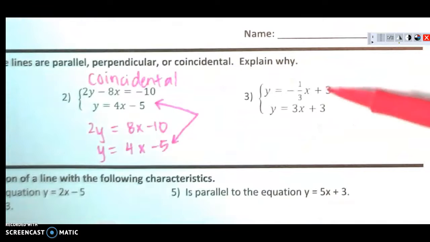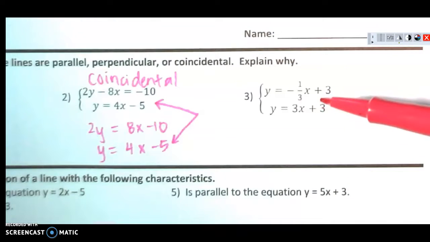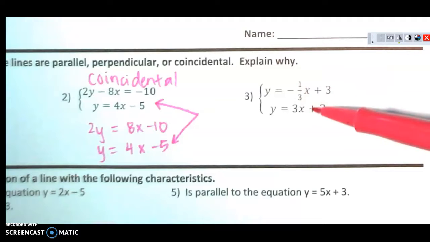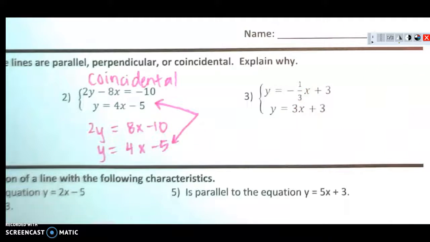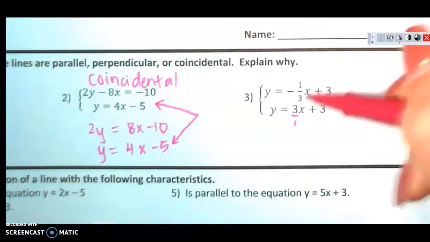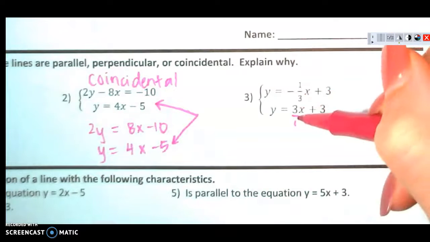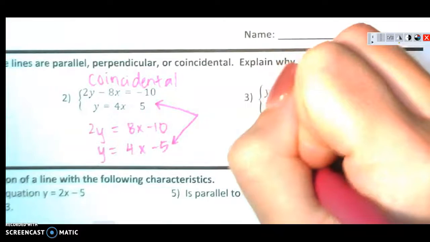Okay. And the last one in this section, it looks like they are already both in slope-intercept form because we can easily identify both. It looks like this slope is -1/3 and this slope is +3/1. Okay, this is an example of opposite reciprocals, therefore these lines must be perpendicular.